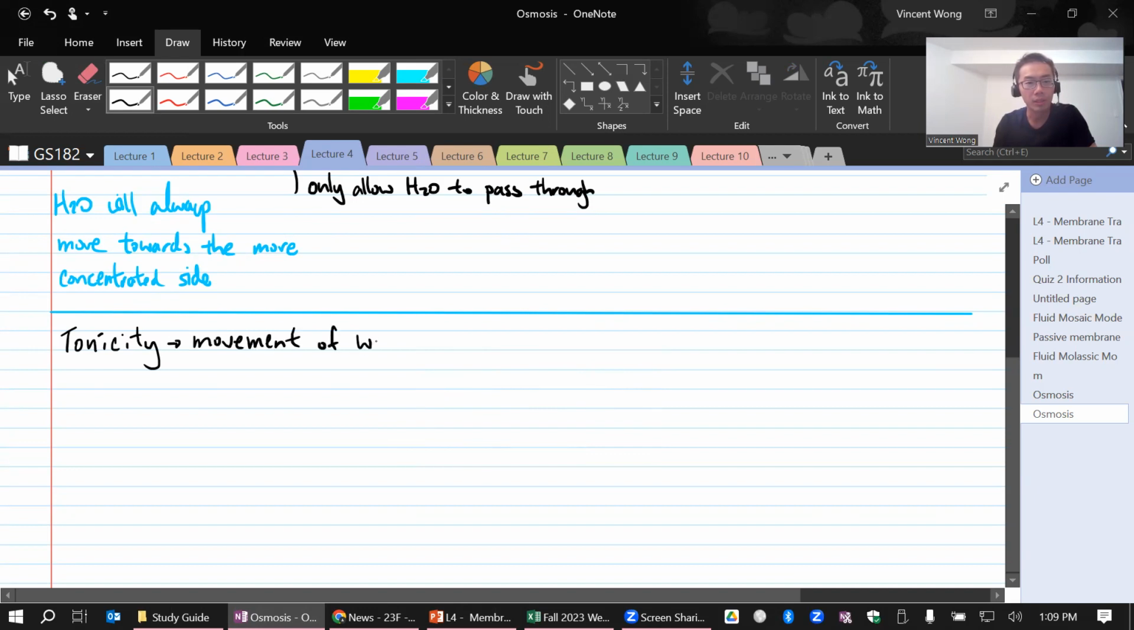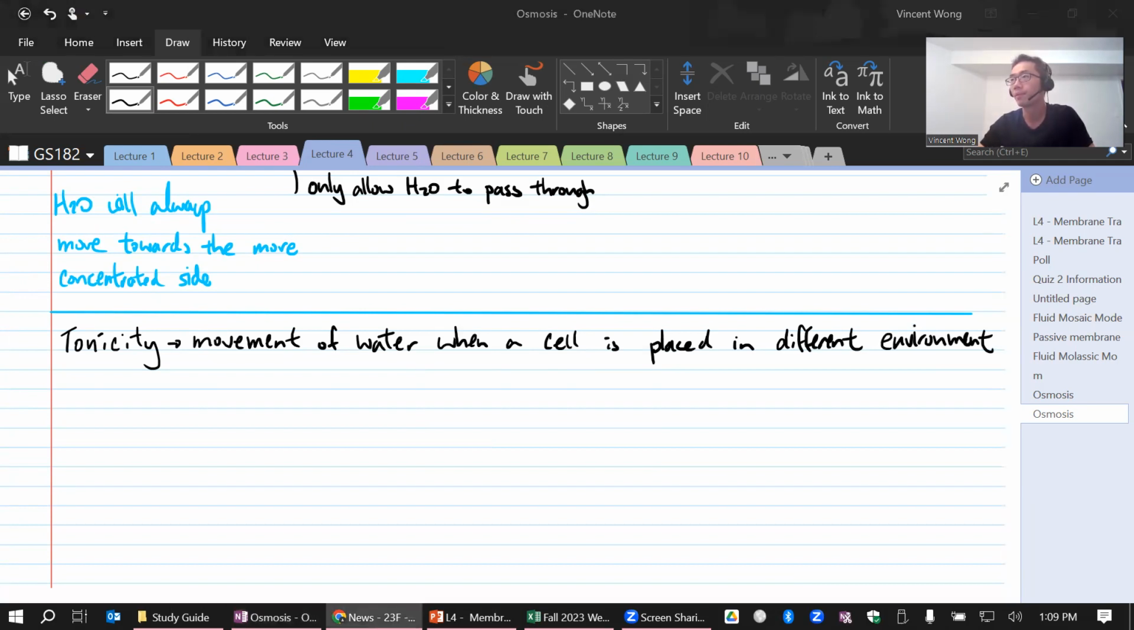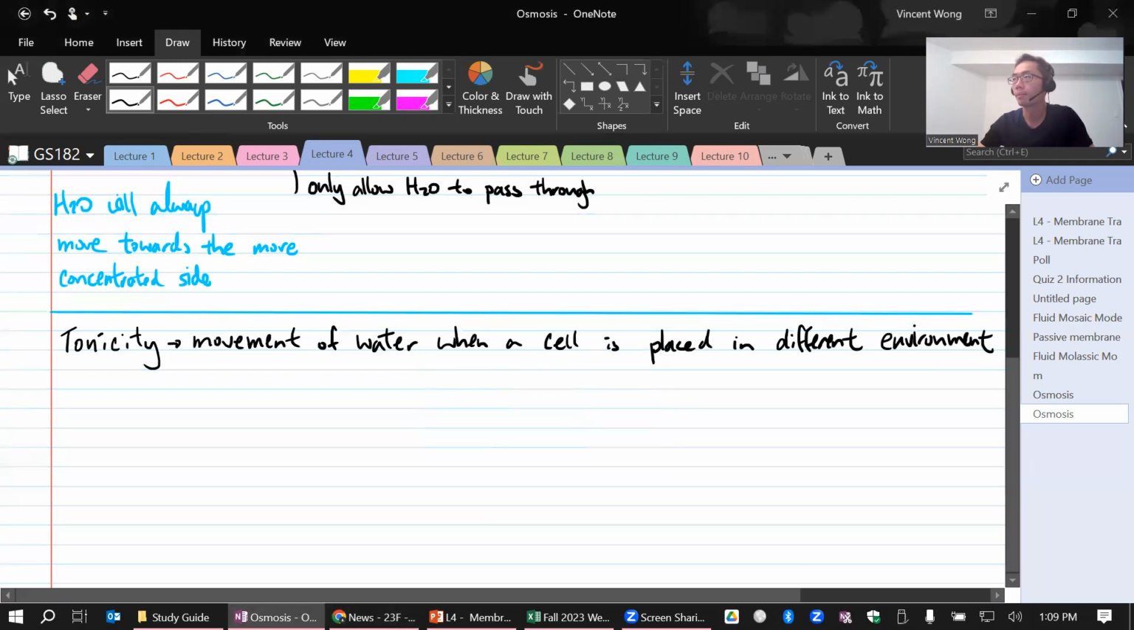Movement of water when a cell is placed in different environments. I'll show you 3 different scenarios. First case is called isotonic.